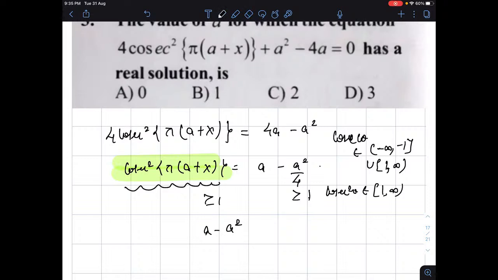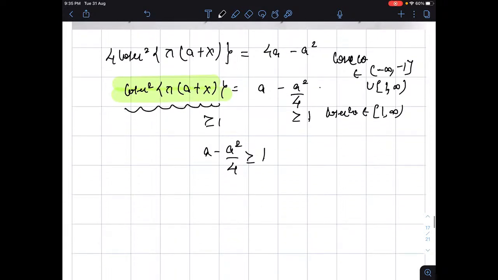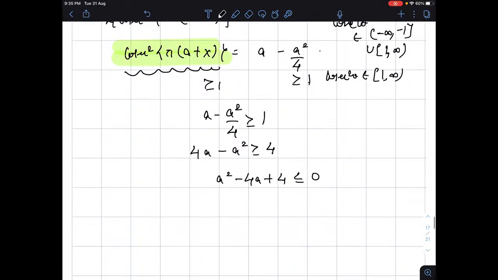So a minus a square by 4 is greater than or equal to 1 we are going to get over here. Now using this expression we may get the value of a. So 4a minus a square is greater than or equal to 4, or a square minus 4a plus 4 will be less than or equal to 0. Or a square minus 2 into a into 2 we may write.